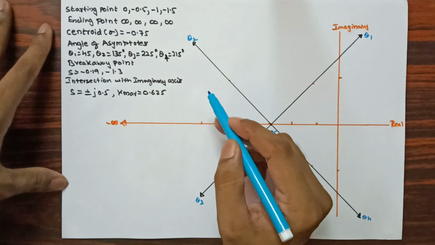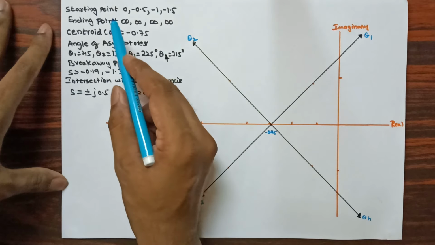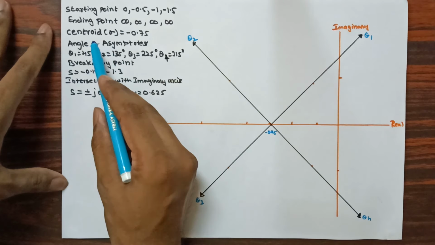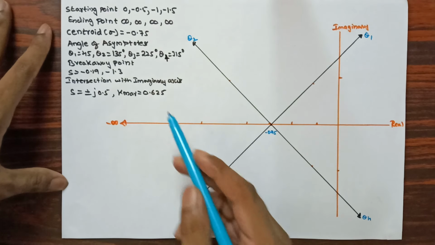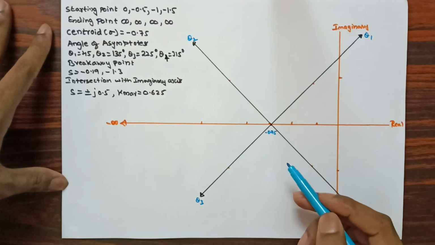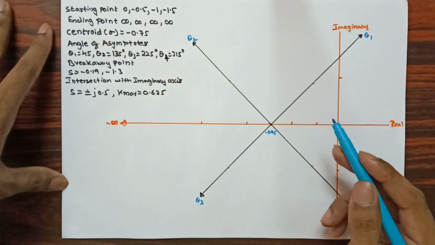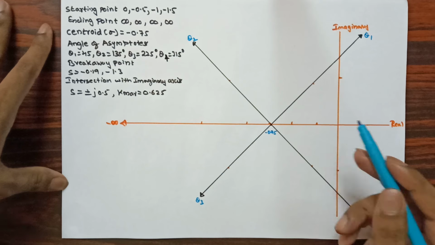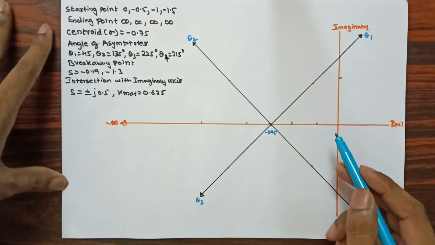Now to sketch the root locus, I have considered all the values that I have calculated, that is starting point, ending point, centroid, angle of asymptotes, breakaway point, and intersection with imaginary axis. In this I have considered a normal sheet to sketch the root locus. You have to consider graph sheet. In the graph sheet you need to consider the scale of x-axis and y-axis the same. Now here, in the normal sheet, I have taken 4 units as equivalent to 0.5.